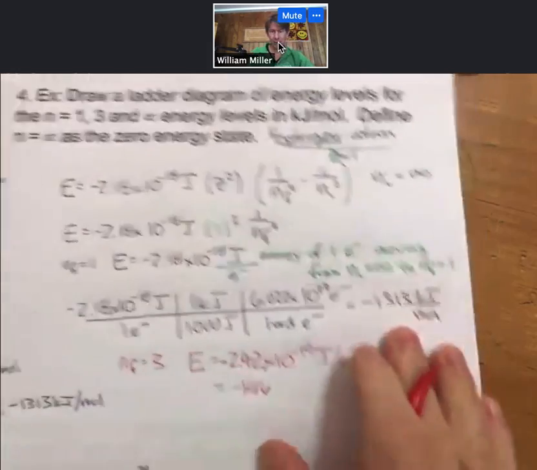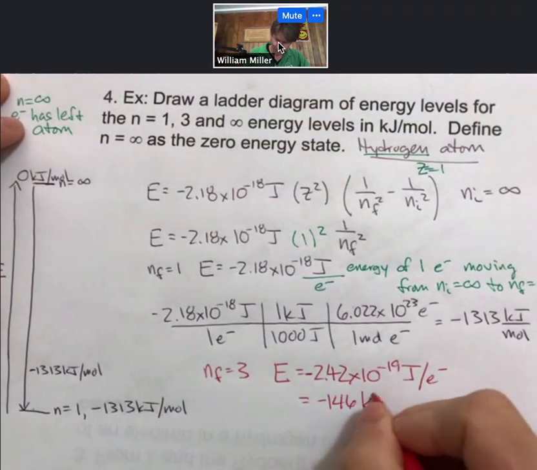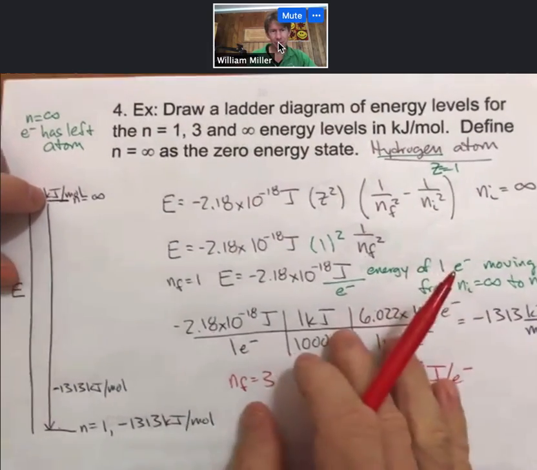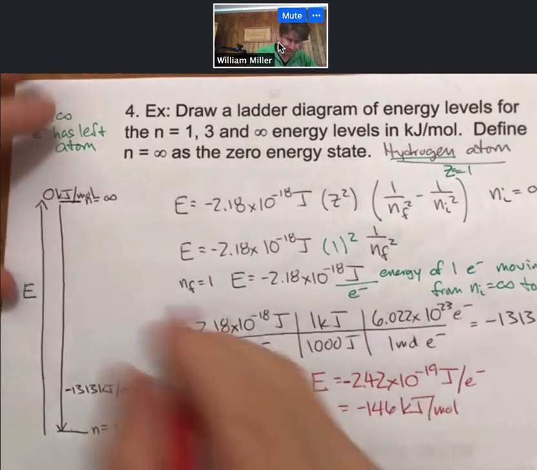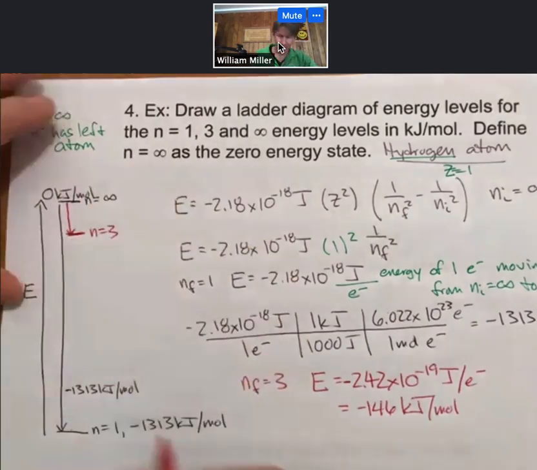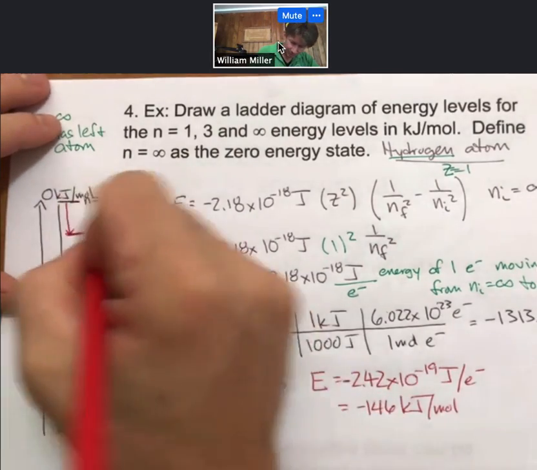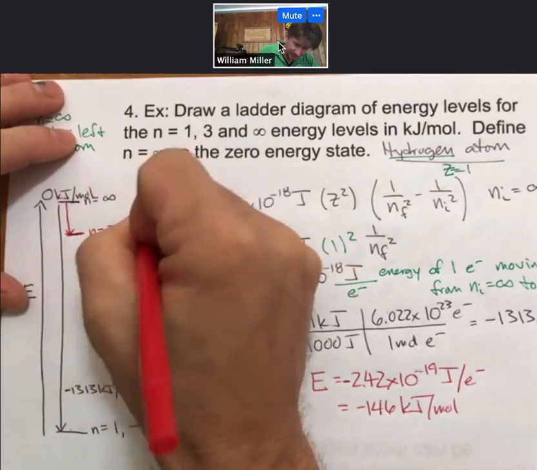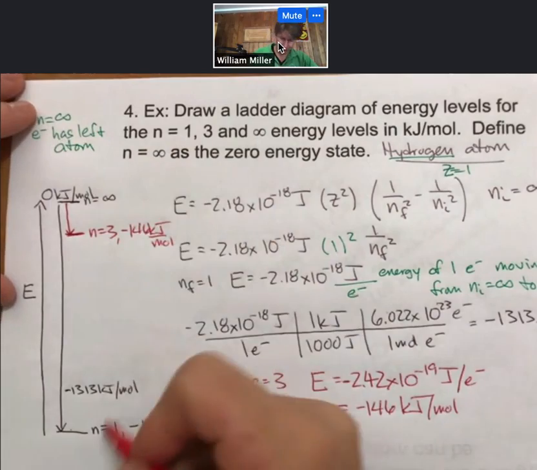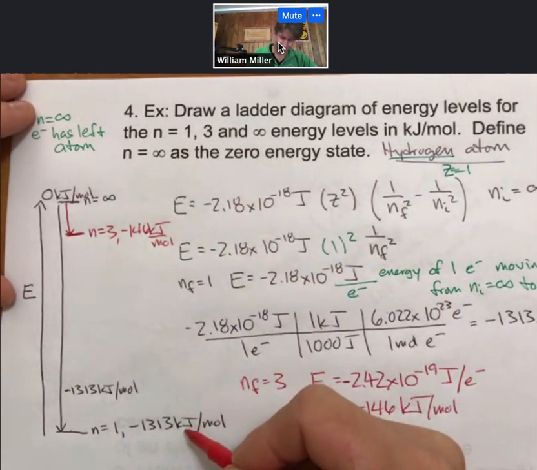And let me slide over here. Again, this is for the process of starting at n equals infinity and going down 146. And that is the n equals 3 line. And that will be minus 146 kilojoules per mole. And I've gone down about, I think, a tenth or so, since it's about a tenth of the distance down here.